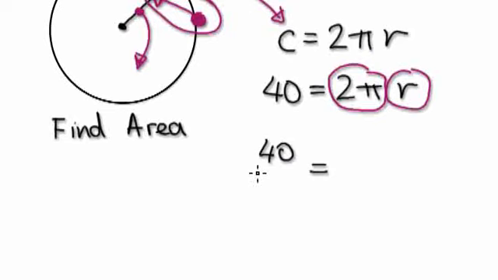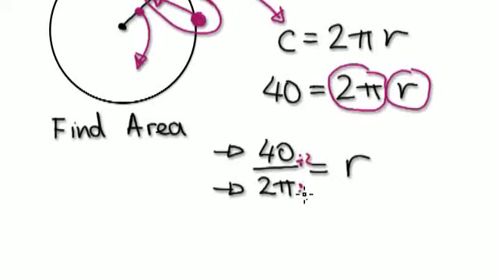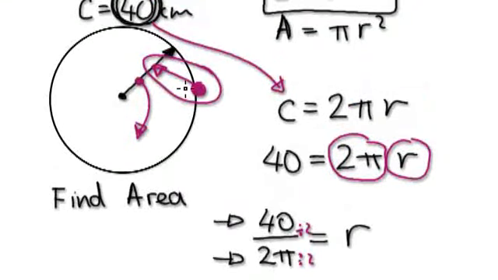So take the 40 down, divide it by 2 pi. On this side it will be r. In effect, divide top and bottom by 2. So this will be 40 divided by 2 is 20, and 2 pi divided by 2 is pi. So the radius is 20 over pi. Okay, so now we've got the radius. Now we can jump to the area.